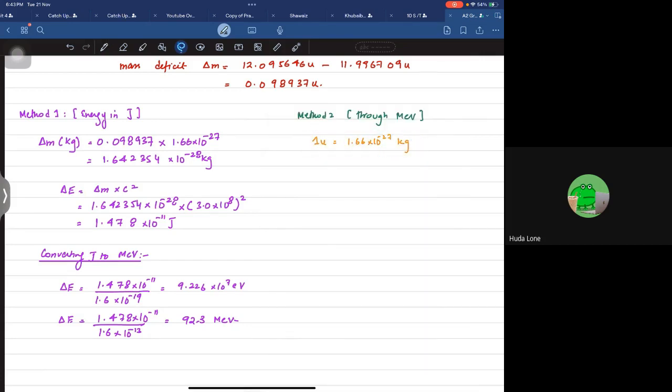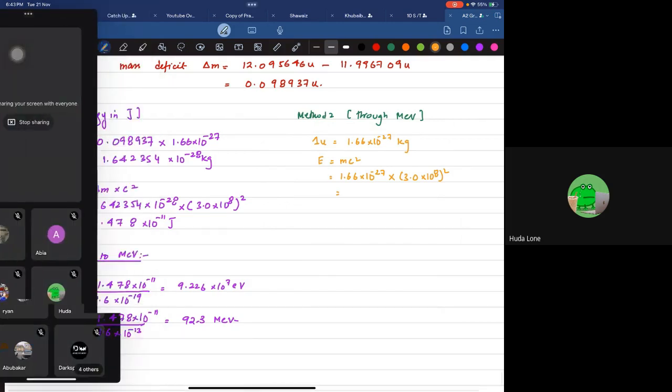Now, the next thing you need to do is use E equals MC square. You put in 1.66 times 10 raised to minus 27, and this will be 3.0 times 10 raised to 8 whole square. When you get this done, sorry.